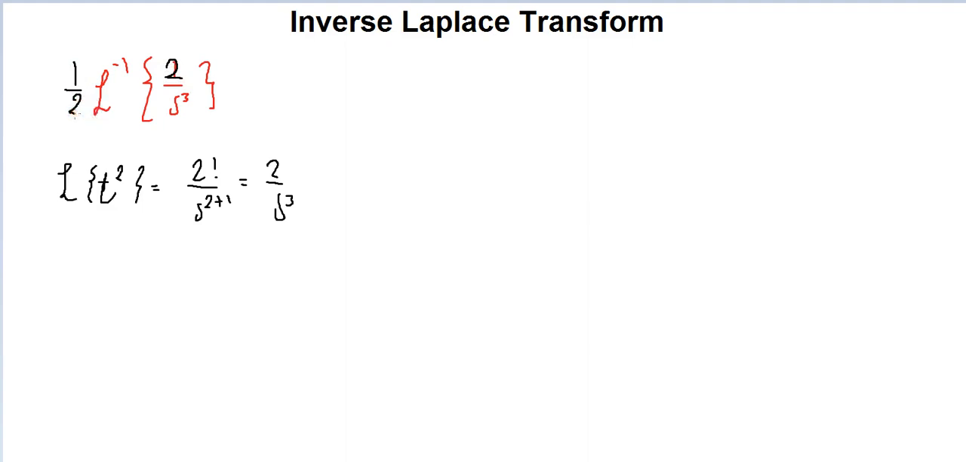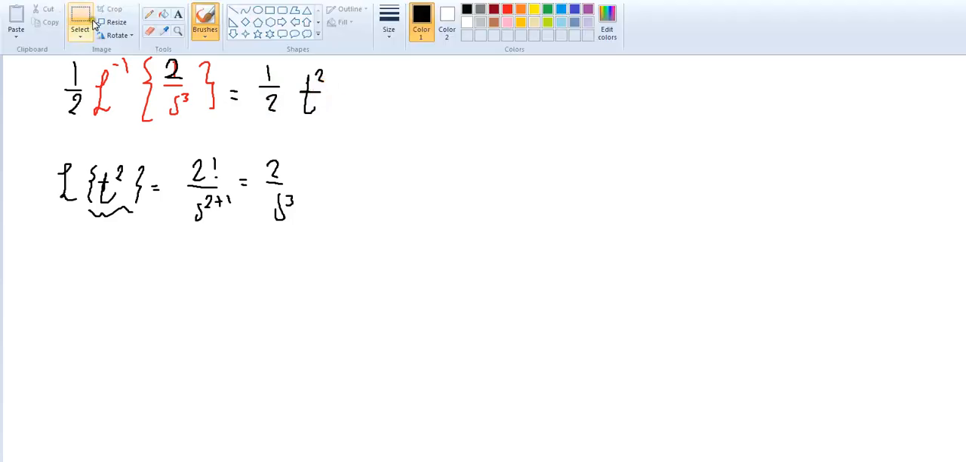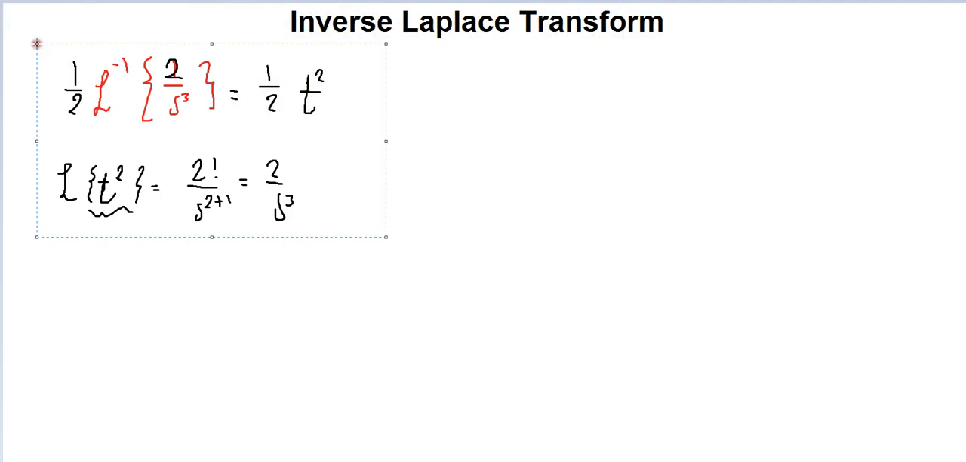Isn't that hard? Now we know the inverse Laplace of 2 over s cubed, which is actually t squared. And that's why I told you, if you don't know Laplace transform, watch the previous videos. So this will be 1 over 2 t squared. All the functions are just like that. Okay? This is one function.